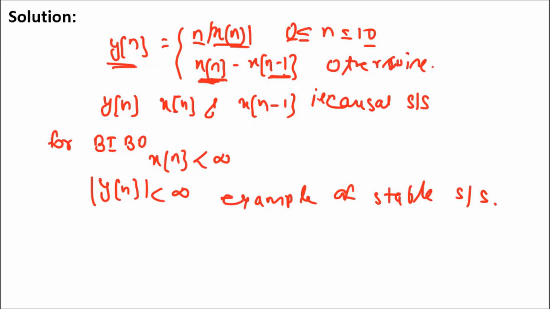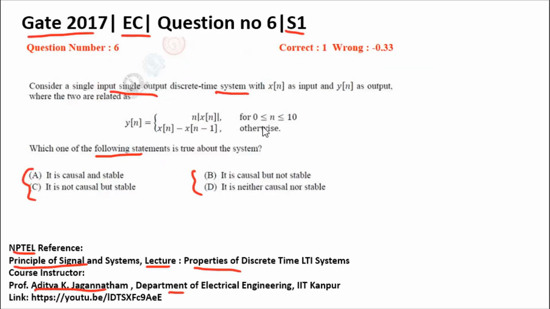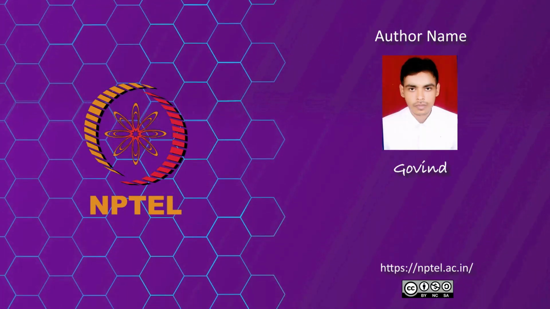So clearly it is an example of a causal and stable system. So option A is the correct answer for this question.